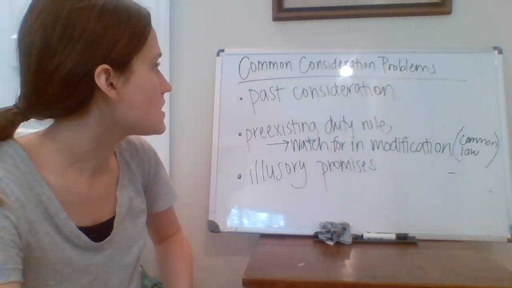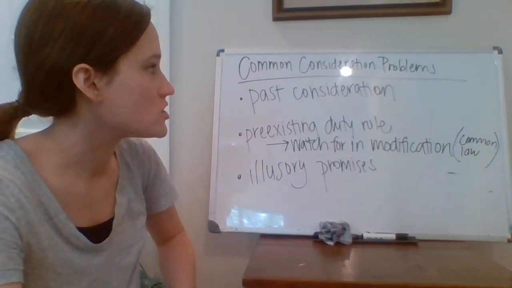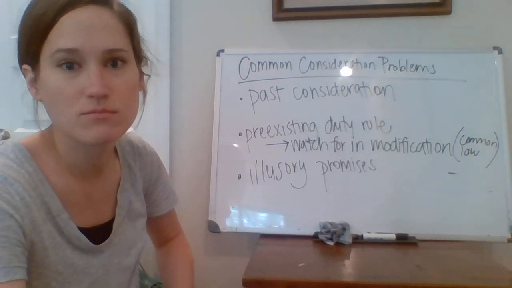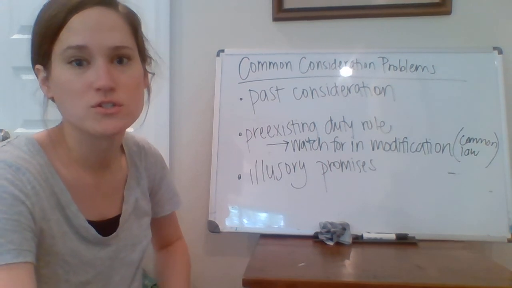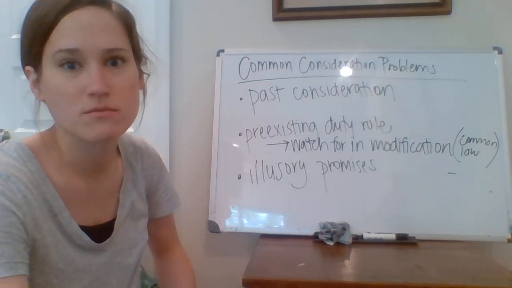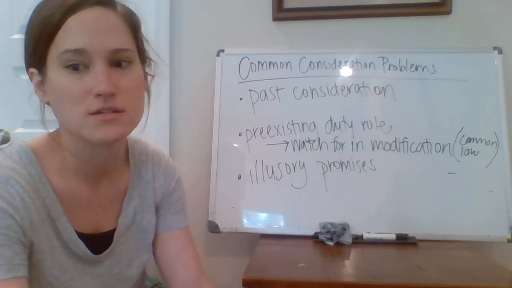All right, that wraps us up for our common consideration problems and some case examples. And so from here, we'll turn to examining our final elements for valid contracts, capacity, and legality.